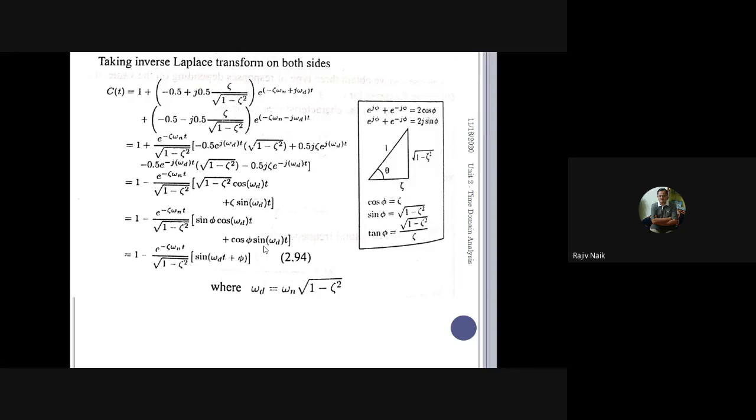One for underdamped case, which I have done, one for critically damped case, and one for overdamped case, that you have to do from the book. Similarly, for ramp input also, underdamped, critically damped, overdamped, 3 derivations. And for impulse also, underdamped, critically damped, overdamped. So these derivations, it is not possible to do in the class.